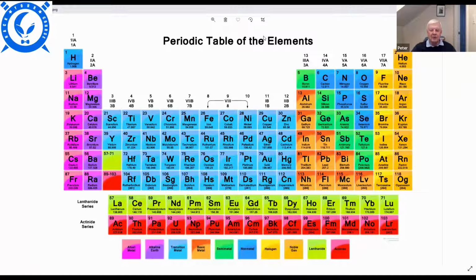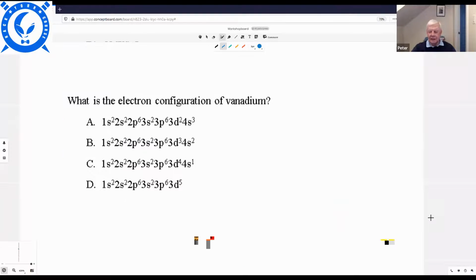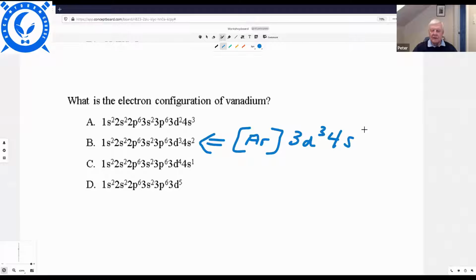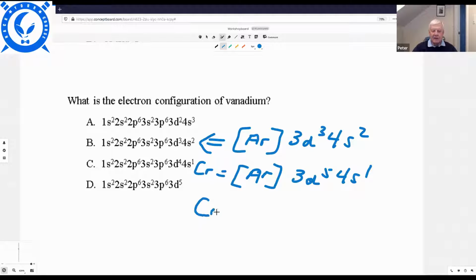All right, so I'll go back to the question. Come on, there you are. Right, so the thing to note here is the correct answer is B, which can be written, as I say, as the argon configuration 3d3, 4s2. Then the exceptions to the rule, next to vanadium is chromium, which is argon 3d5, 4s1. And the copper, which is argon 3d10, 4s1.